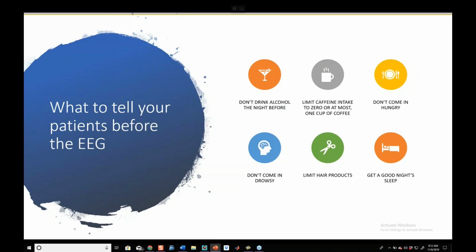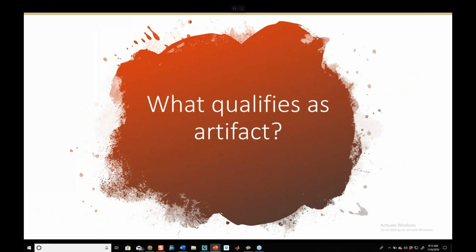Don't drink alcohol the night before, try not to party the night before. I'm okay with people having a cup of coffee, but not a pot of coffee. Come in fed, take your medications as usual for the most part, limit hair products, get a good night's sleep. Please don't come in drowsy. These are some of the things that if you have a front desk staff, you're going to want them to know these pieces. Otherwise, you're going to be instructing your patients to come in their best possible selves, which, as we know in this field, is not always the best. So we take what we can get.